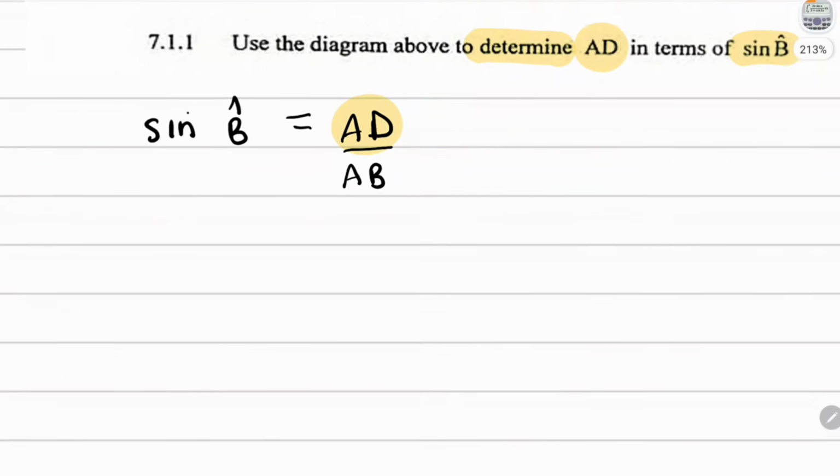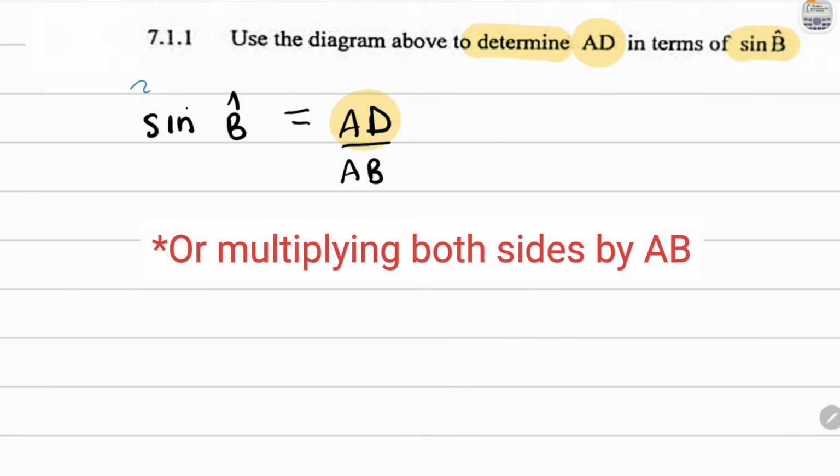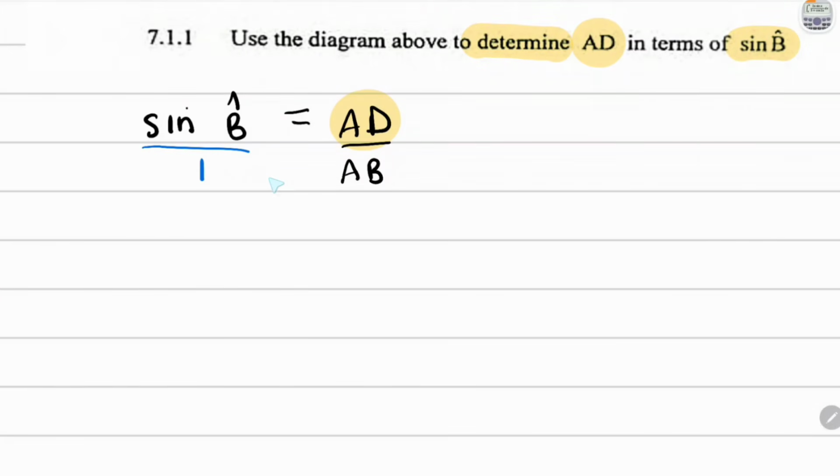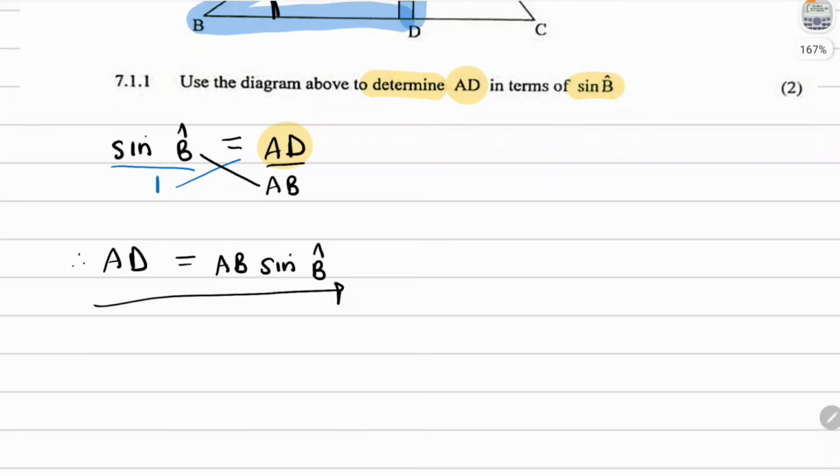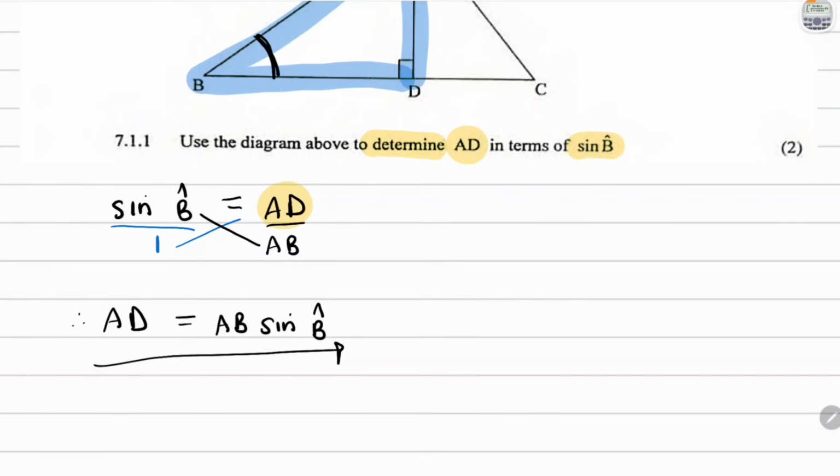We can do that by cross multiplying. So sine of angle B as a fraction is sine of angle B over 1. Then cross multiply. 1 times AD is AD. Here, AD is already your subject. And then multiply across like that. Sine of angle B times AB is AB sine angle B. Done. And that is our answer. Okay, moving on to the next question.